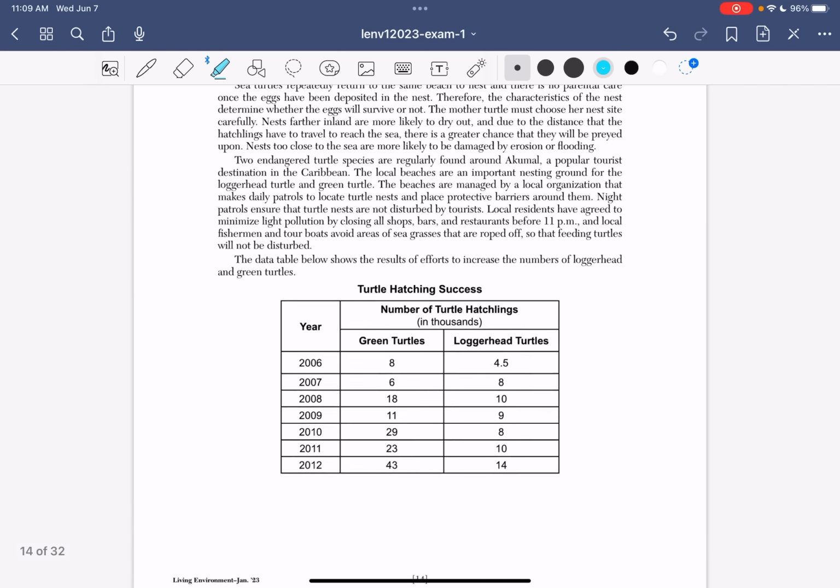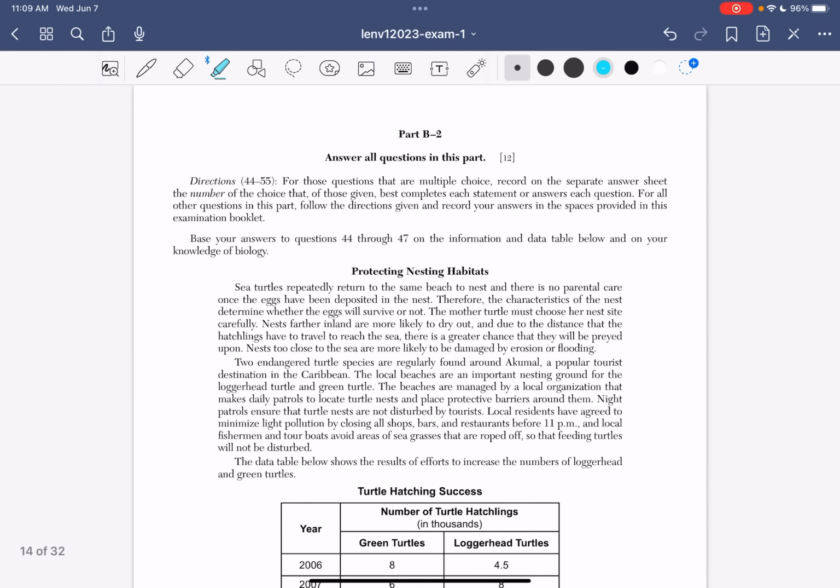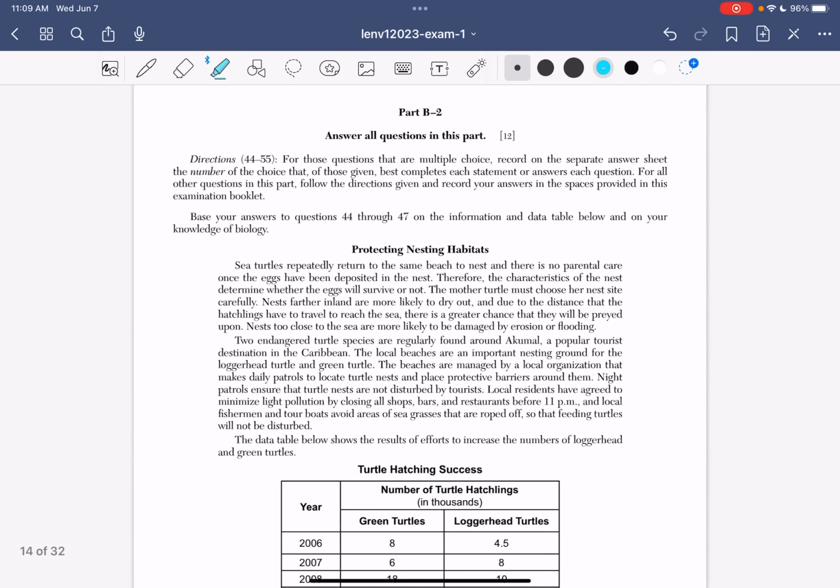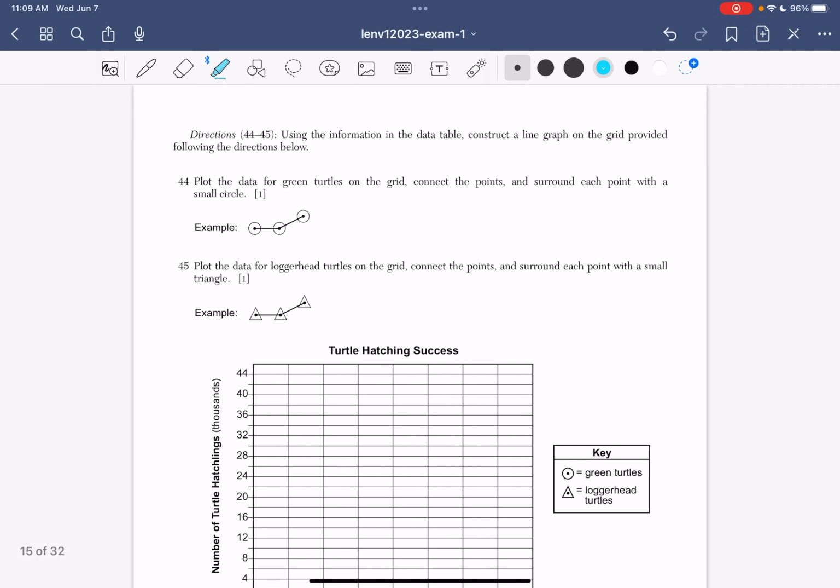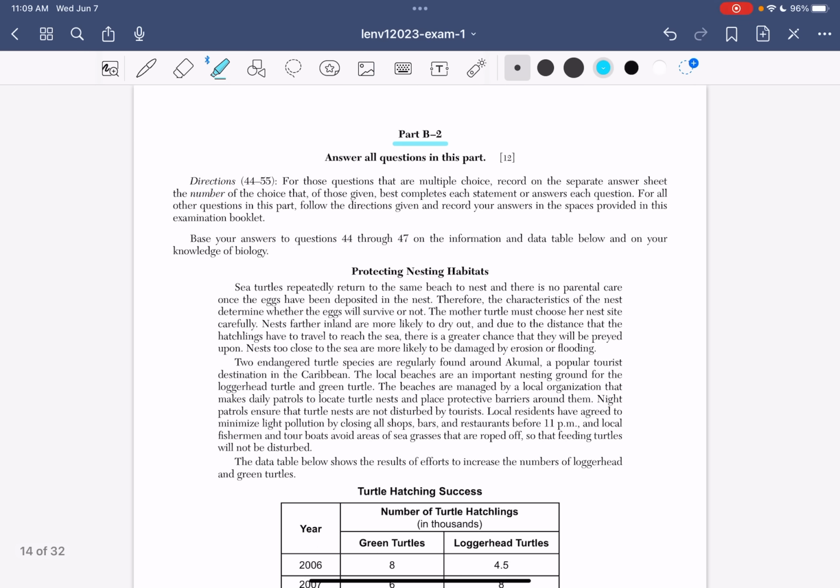So this video is only going to be pertaining to the graph section. After you're done with the multiple choice, you're going to hit what's called part B-2. And part B-2 is where you have the graph. Now, the graph is either going to be a line graph or it's going to be a bar graph. And we'll do this graph together.